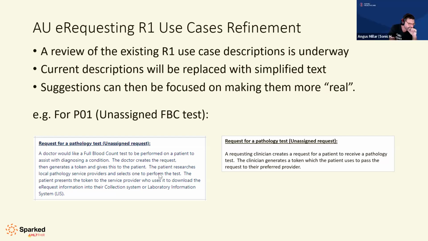The clinician generates a token, and the patient uses that to send the request onto the provider. So it's not specifying which test it is, not specifying how the clinician is generating the token or how the patient is gathering it or passing it on, just that these things are happening. And then from there, through the discussion process and feedback, we can start filling in the rest of the words to make it sound a bit more like the one on the left, but in a way that everybody is happy with. So that's the approach there. I'm happy if anyone completely agrees or disagrees with that. Feel free to call out now. Otherwise, we've got the feedback mechanisms where you can start providing that information too.